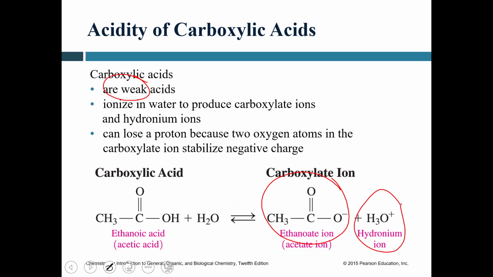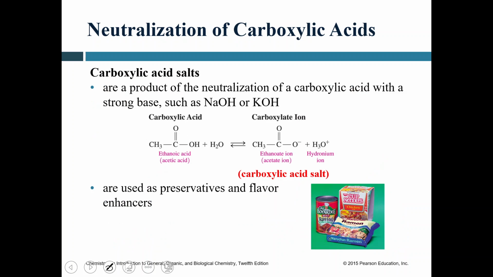Why can they fairly easily lose hydrogen, why can they easily lose a proton? It is because the excessive negative charge can be easily stabilized in the resonance structures, and the stabilization comes from the 2 oxygens in the carboxylate anion, which easily absorb excessive electron density.